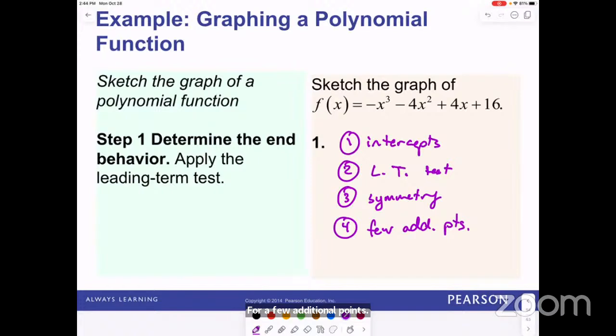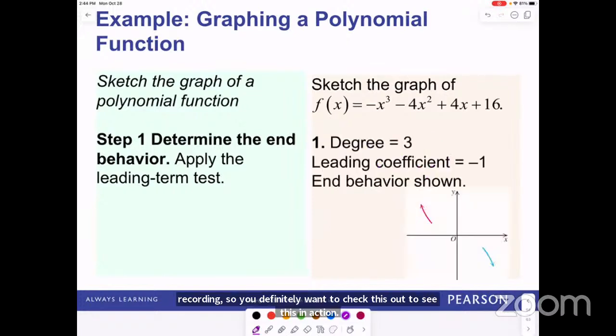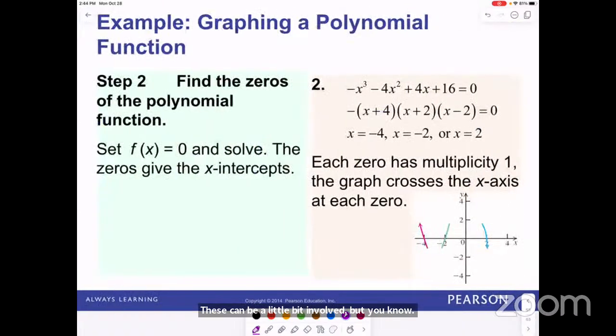Between and beyond the x-intercepts. I think when we had rational functions, we did a few additional points between and beyond the x-intercepts or vertical asymptotes. With polynomial functions, we're not going to have any vertical asymptotes, so just between and beyond the x-intercepts. And then lastly, we just want to graph or put all these notions together. I might go through some additional details in the recording, so you definitely want to check this out to see this in action. These can be a little bit involved, but just do the best you can.